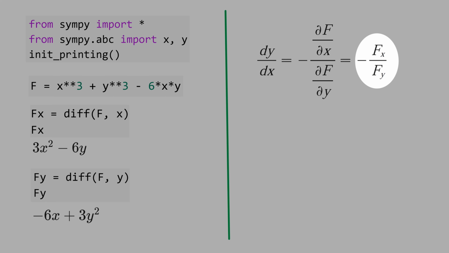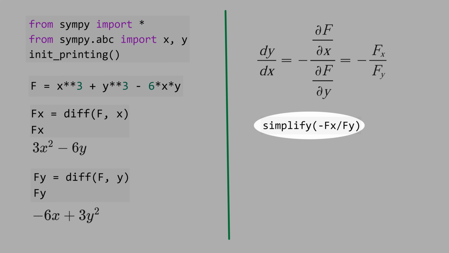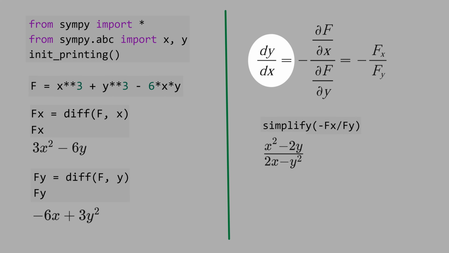Now, let's calculate minus fx divided by fy. And this is the code. Simplify minus fx divided by fy. This is the result. There is a way to get this derivative of y in respect of x directly.